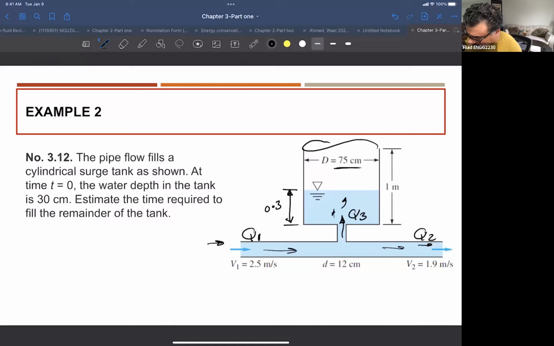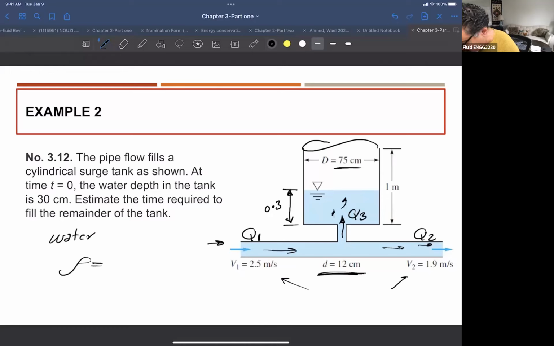First of all, it looks like this tank is filling, right? Which means that, do you think Q2 is less than Q1 or equal to Q1? Less, right? And it looks very simple here because the velocity here is 2.5, the velocity here is 1.9. Let me assume that the diameter here is constant. So you see the diameter on both sides is the same, so the area is the same. But the velocity is less, that means the flow rate is less.